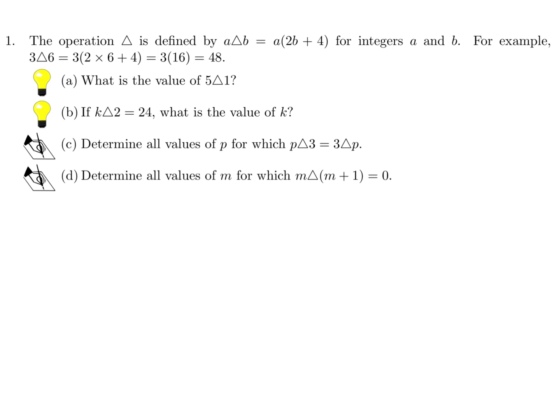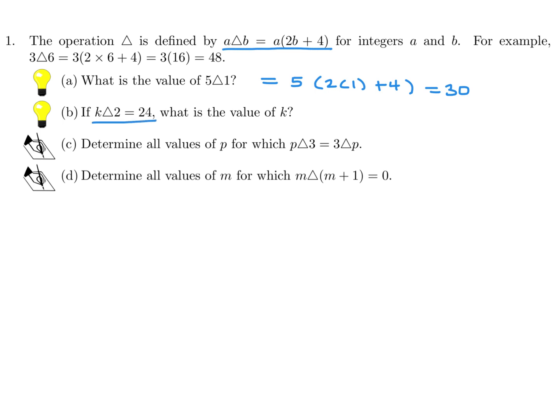The operation symbol is defined as a symbol b is a times 2b plus 4 for integers a and b. For example, 3 symbol 6 is 3 times 2 times 6 plus 4, which is 48. What is the value of 5 symbol 1? According to this definition, it would be 5 times 2 times 1 plus 4, and that is 30.